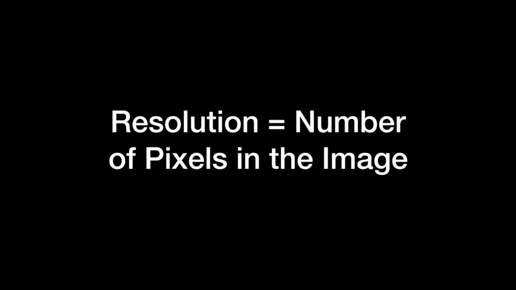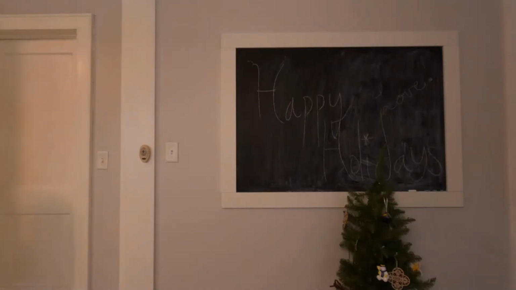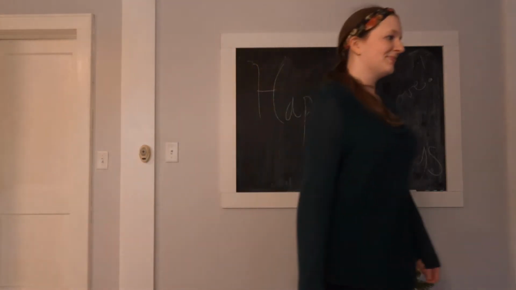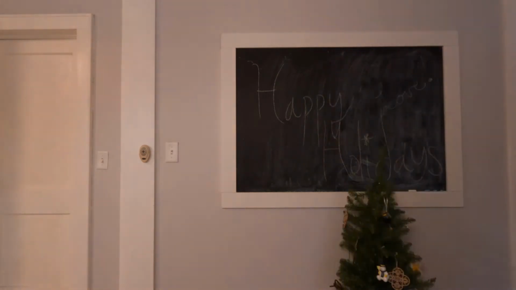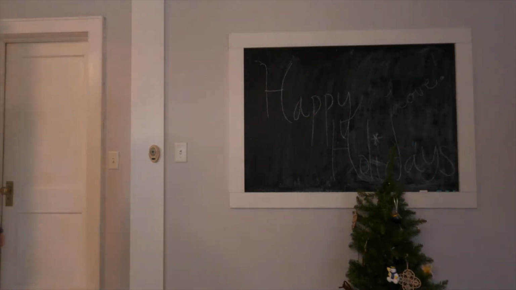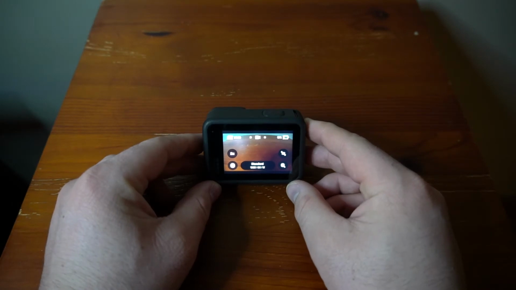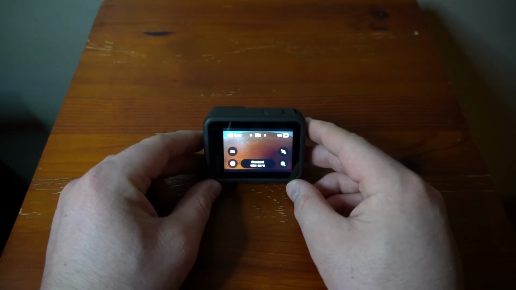Next up, we have resolution, which is the number of pixels in the image. And the higher the number of pixels, the cleaner the image. 1080p, which is 1080 pixels, is the standard resolution for streaming and for HD, and is probably what you're going to use for most of your recording. 4K, or 4000 pixels, is cleaner but will make the file bigger, and some older computers might not be able to play 4K files.